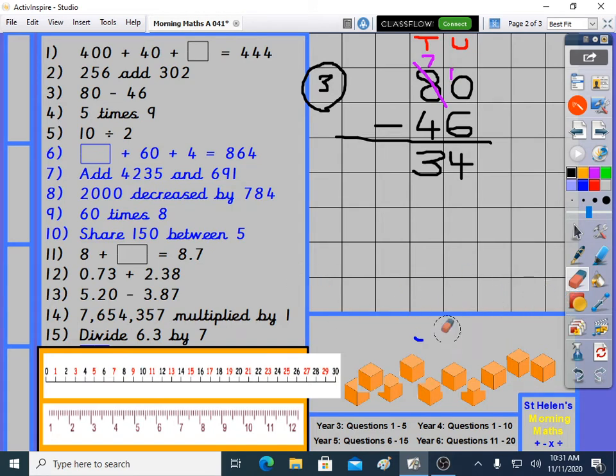Question 4 is times. We normally do this at the moment with singing. 5 times 9. We'll sing our 5 times table 9 times. 5, 10, 15, 20, 25, 30, 35, 40, 45. That's the answer.